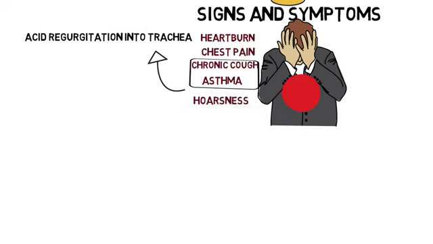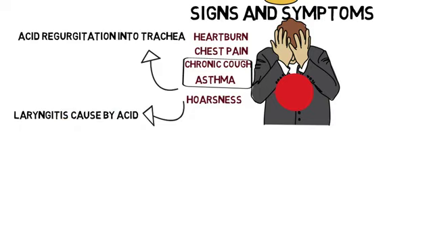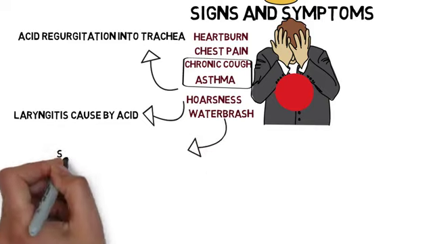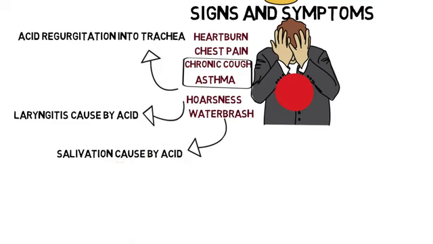Number five, hoarseness of voice. It is due to laryngitis caused by acid. Number six is water brash. Water brash is basically excessive salivation caused by acid.